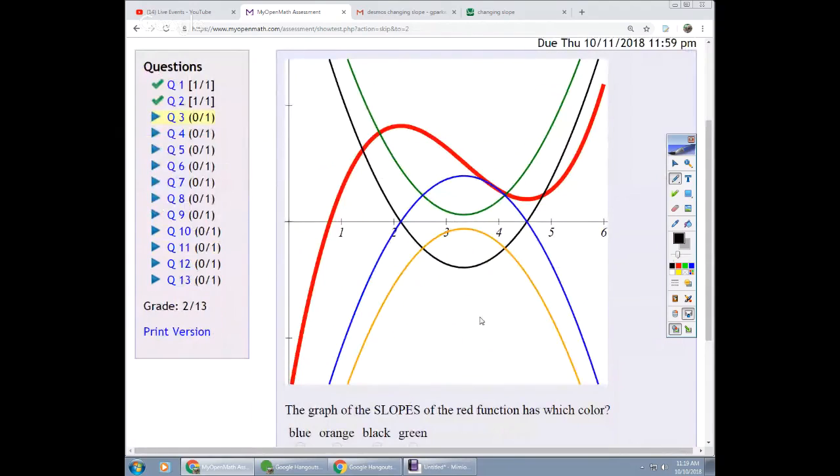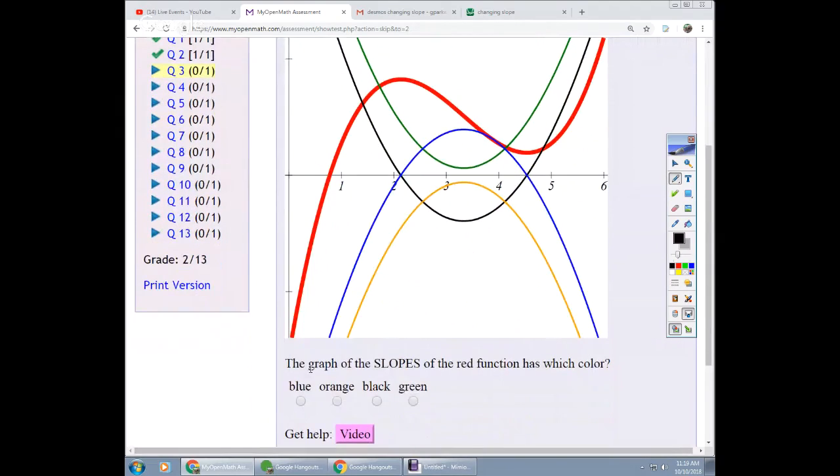Ooh, this one's interesting. Okay, so the graph of the slopes of the red function has which color? Red is our original function. So let's see, the red has positive slopes for a while, right? In this region, picture the tangent line: positive, positive, positive. When does it look like the tangent line switches from positive slope to negative slope? About 2. Pretty close to 2, right? So it's going to go positive slope, and then after 2, it should have a negative slope, until about 4.5-ish, somewhere right there. Then it switches from negative slope to positive slope.